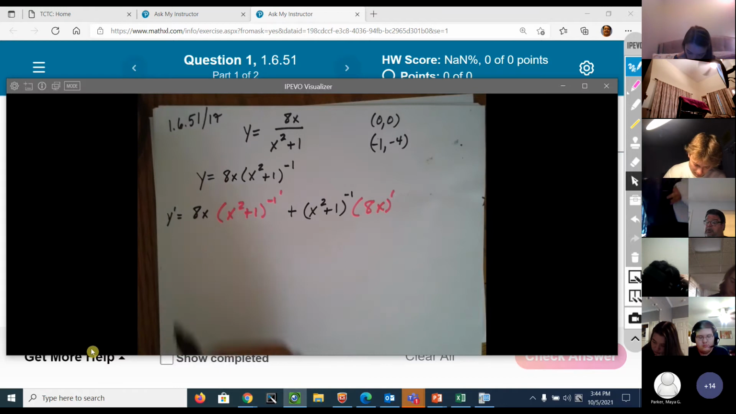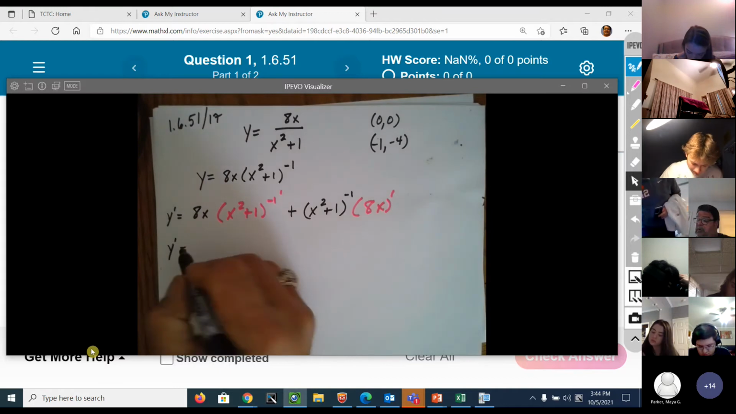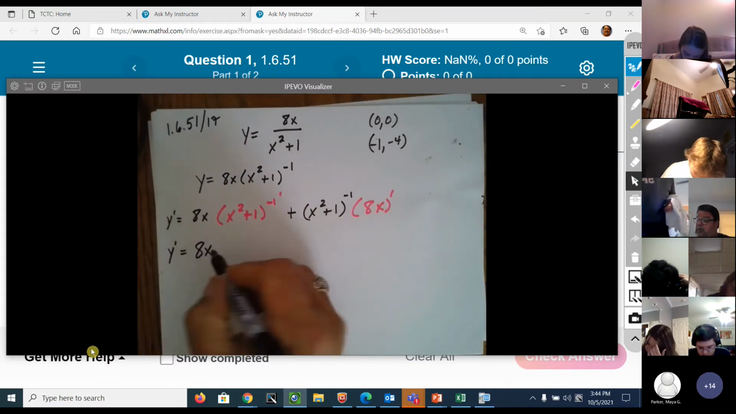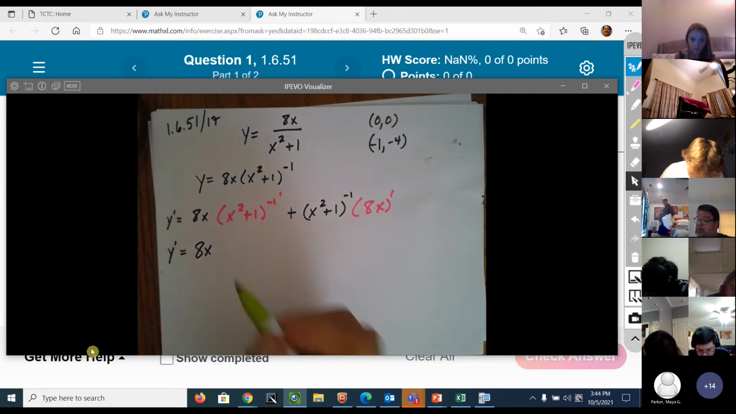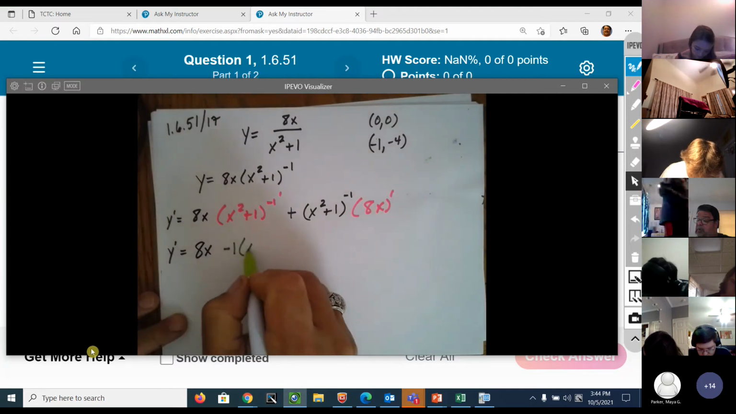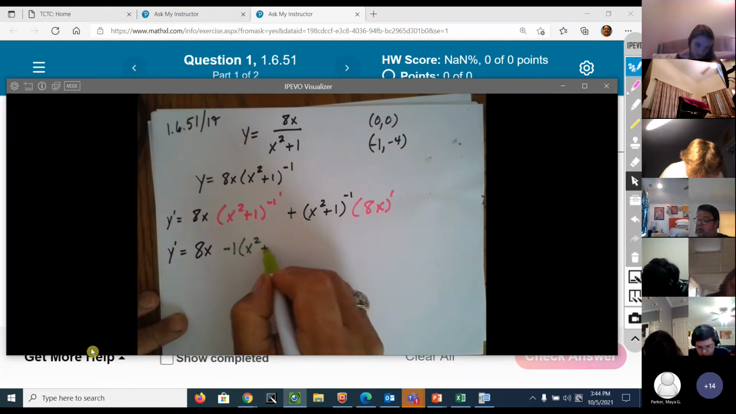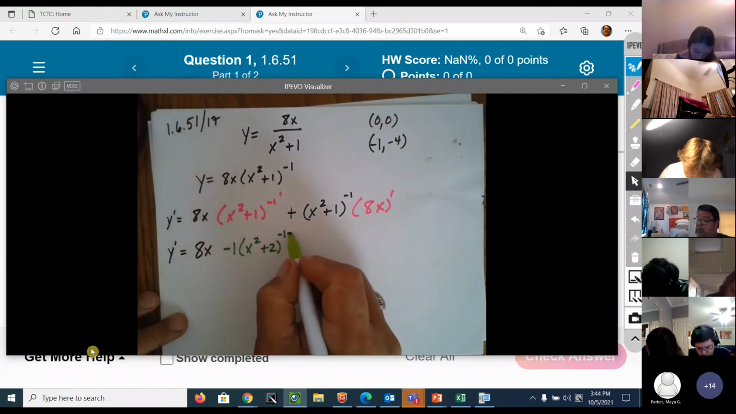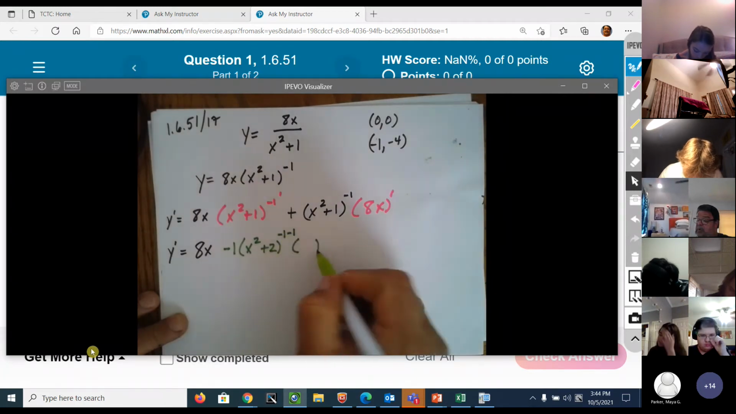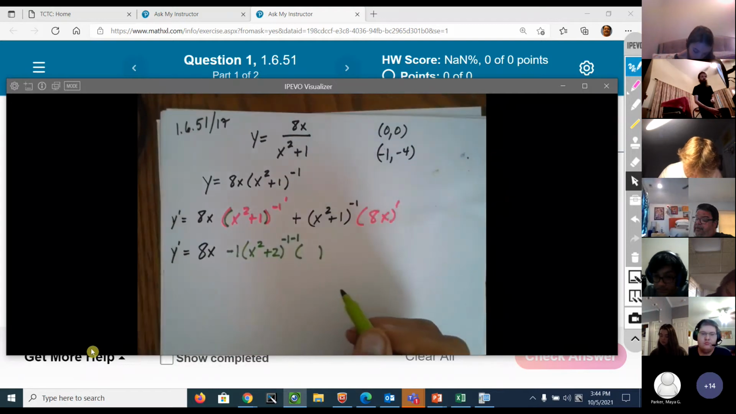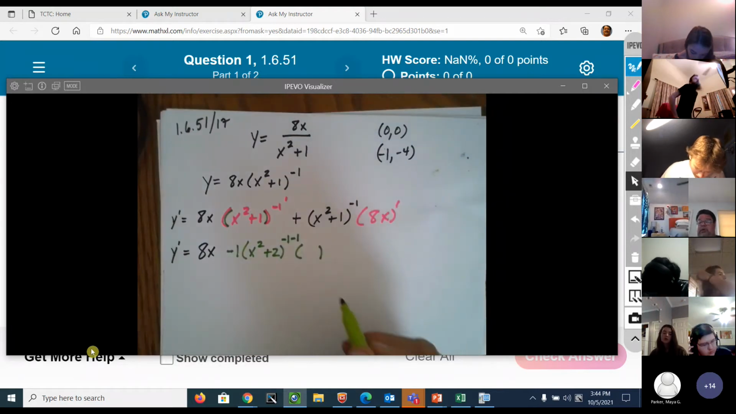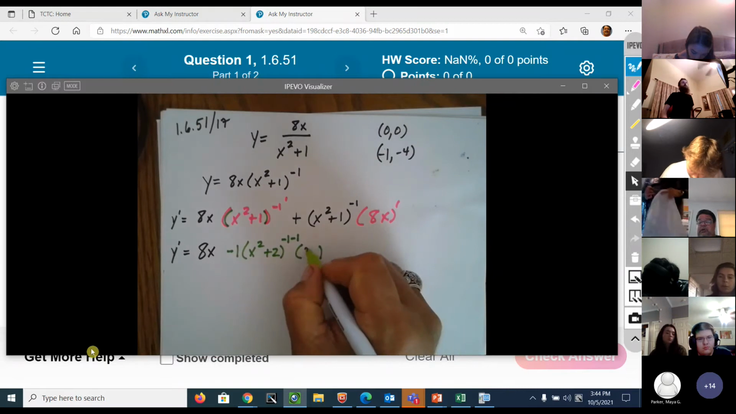So that's going to be y prime is equal to 8x, and the derivative of the pink is -1 times x squared plus 1 to the -1 minus 1. And what's the derivative of x squared? 2x, Hubert. That's right, class.